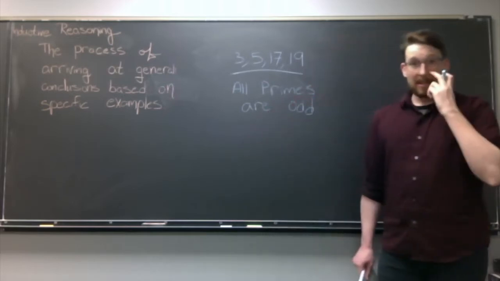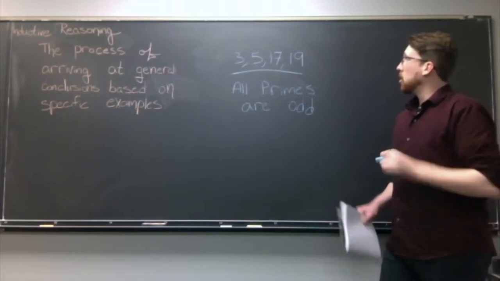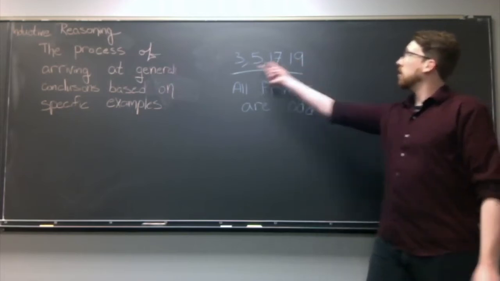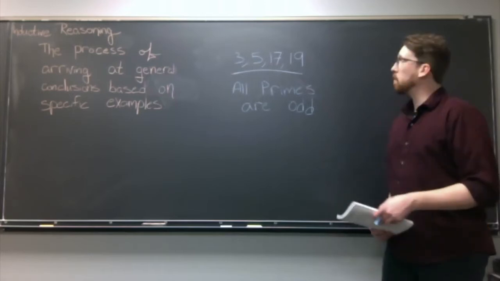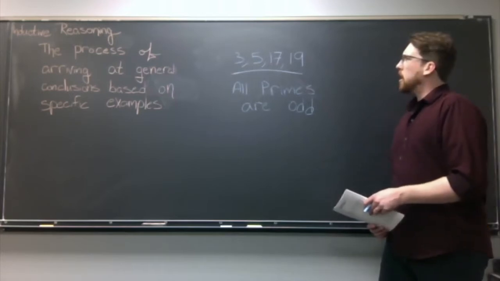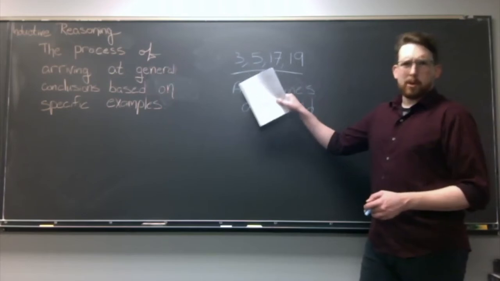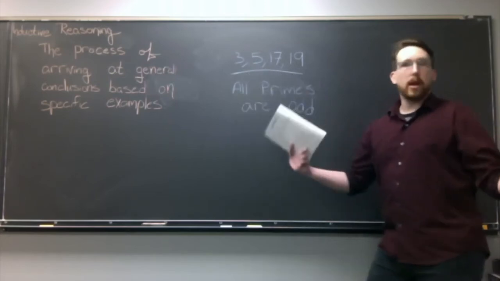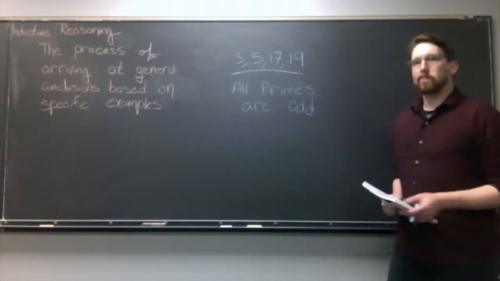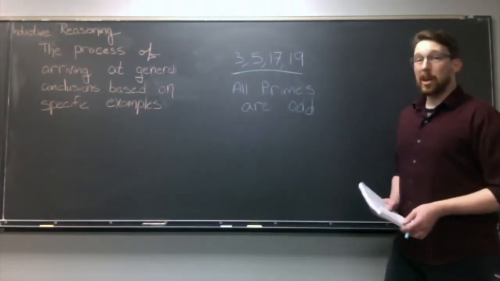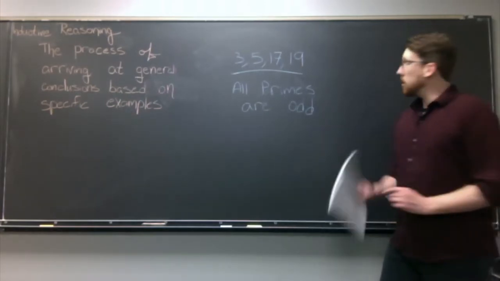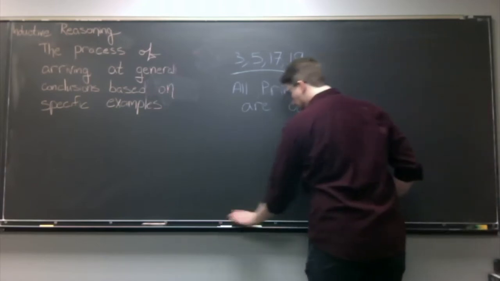We arrived at this conjecture by saying, cool, we've got a set of numbers: 3, 5, 17, 19, a really specific set of numbers. And they're all prime, so it must be that all primes are odd. Hence our conjecture.